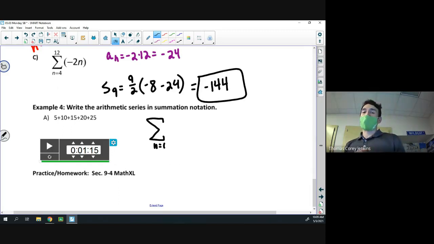5, right? You just count them out. There are 5. So we're going from terms 1 to 5. 1 is my lower limit, 5 is my upper limit. And then we have to be able to write the rule, okay? So the rule here might be pretty obvious. Does anybody just see what the rule would be?